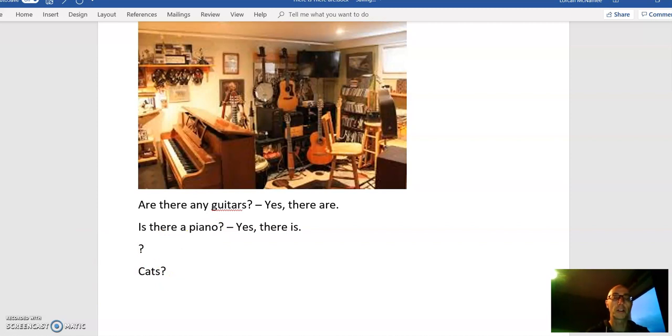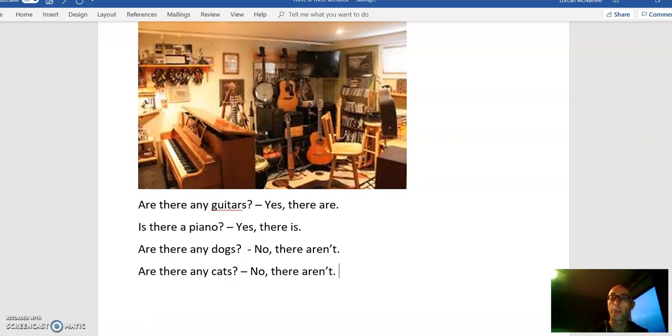So let's get a question about dogs. Dogs is plural, more than one. So we say, are there any dogs? No, in this picture, no. There aren't. And the same for cats. Cats is more than one. Are there any cats? No, there aren't.